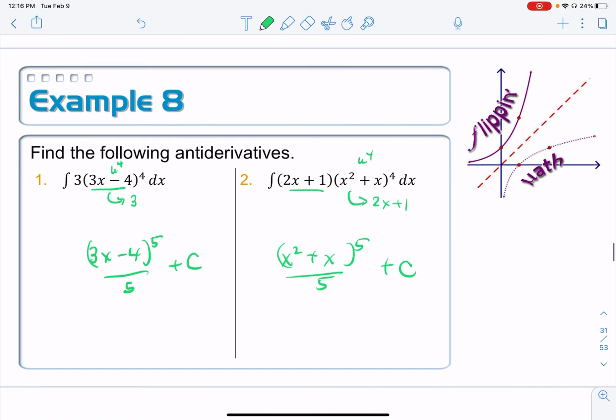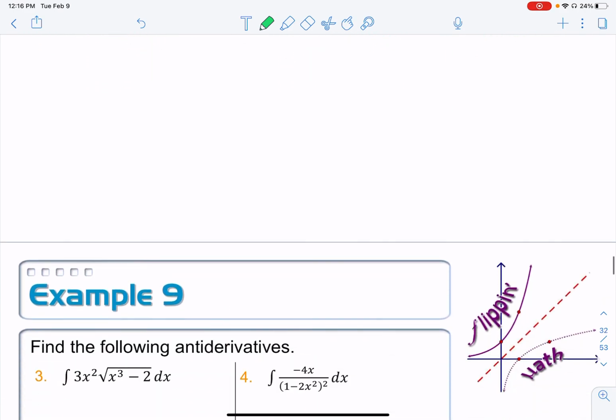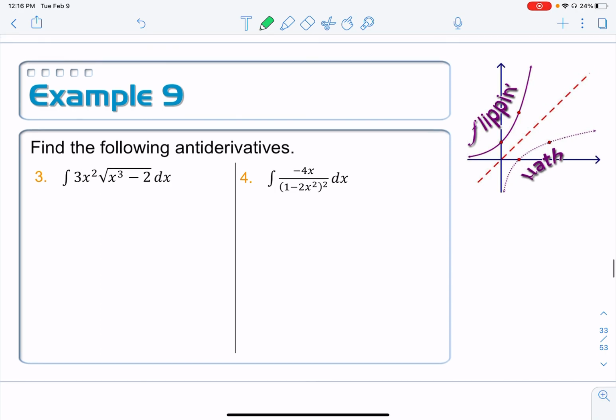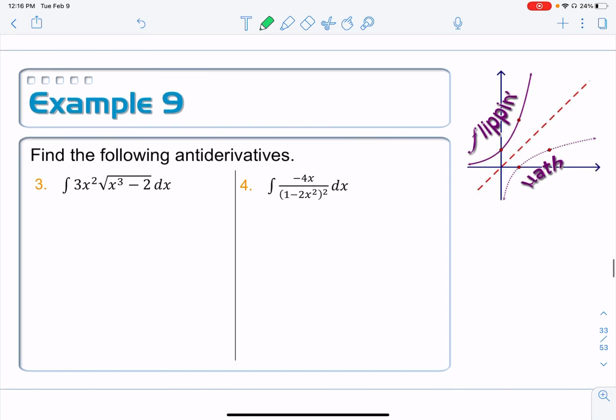All right, I got a couple of them for you to give a try too. Right here on example 9, it's the same process. I know they look a little bit scarier, but they're not. Go ahead and give it a try. Basically an application of that general power rule.